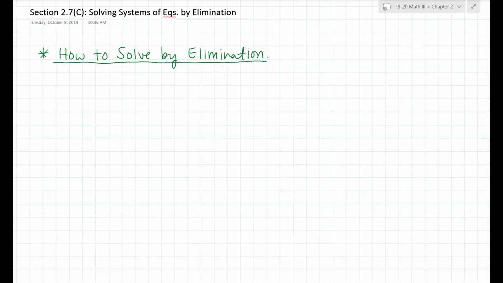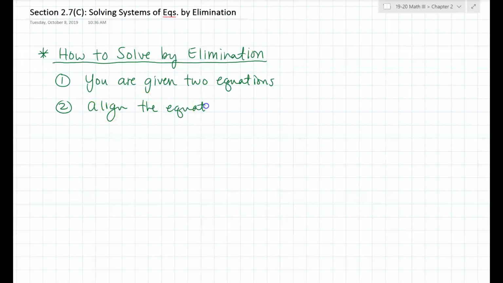Now, there's actually two ways that you can do elimination. Hopefully, we get more of the easier types, but the harder types are not that difficult. They require an extra step, but here you go. Step one, you are given two equations. Step two, align the equations vertically.